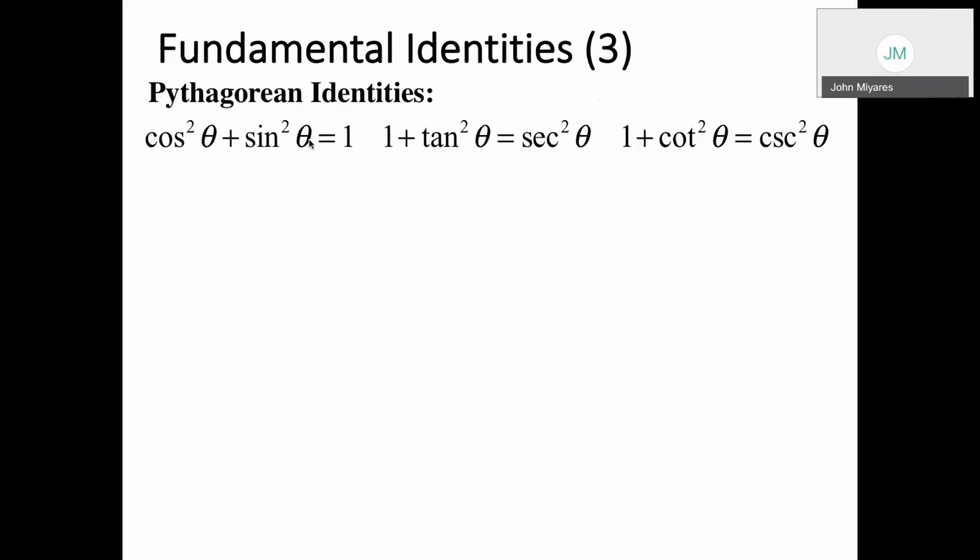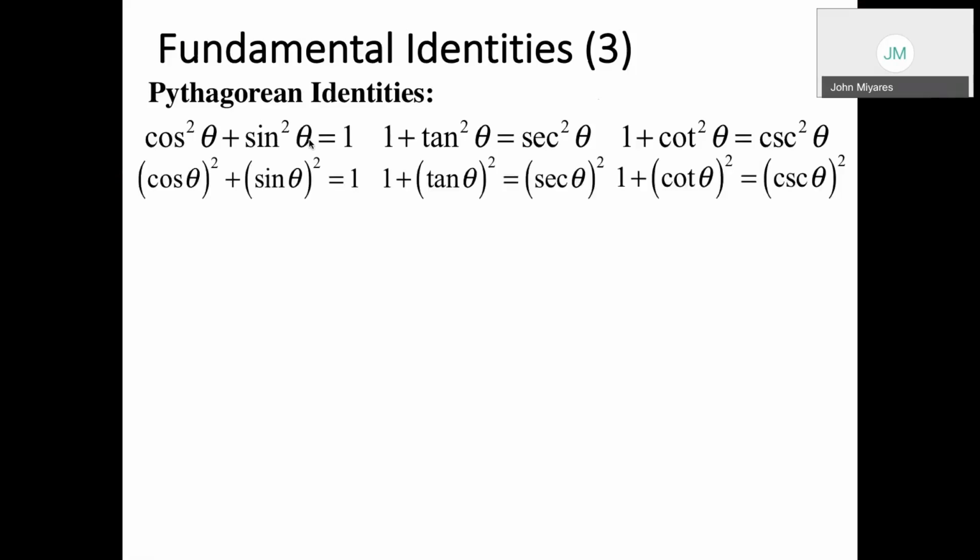Another way we can look at this is to use parentheses in the expression, like what you're seeing here, where you're taking clearly here the square of the cosine of theta and the square of the sine of theta, and that sum will always equal 1, or 1 plus the tangent of theta all squared plus the secant of theta all squared, or be equal there.